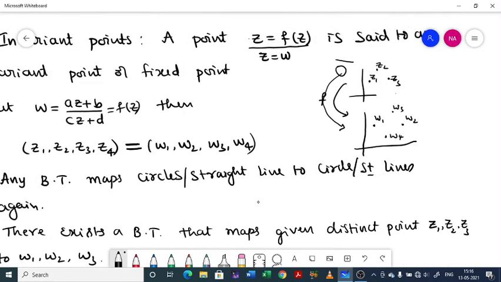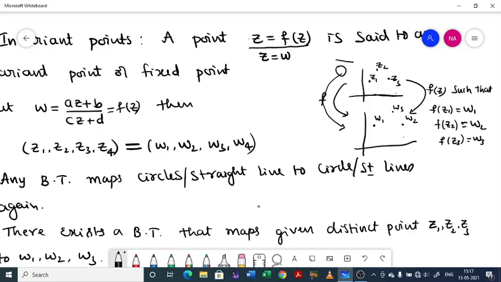suppose you choose 3 distinct points in Z plane and 3 distinct points in W plane, then you can always find a transformation f of z from z plane to w plane such that under this transformation z1 will be mapped onto w1, z2 will be mapped onto w2, and z3 will be mapped onto w3. Such a transformation exists always.